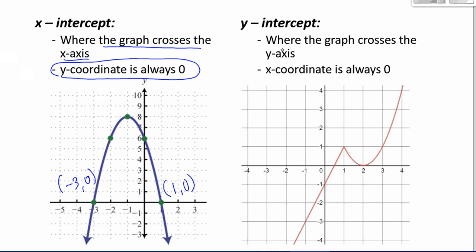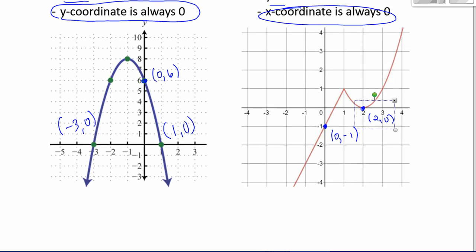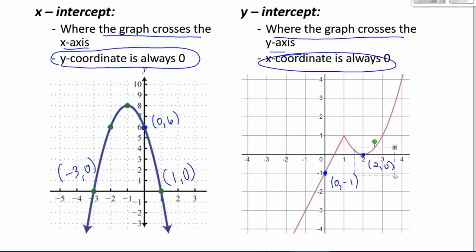And then when it comes to the y-intercept, it's where it crosses the y-axis, and this time the x-coordinate is 0. So for this one over here, it's (0, 6). This one's a y-intercept, so it's 0 for x, -1 for y. Right here is an intercept that's touching the x-axis, so that's going to be (2, 0). So x and y intercepts, nothing new there. You learned it a long time ago: where it crosses the axes.